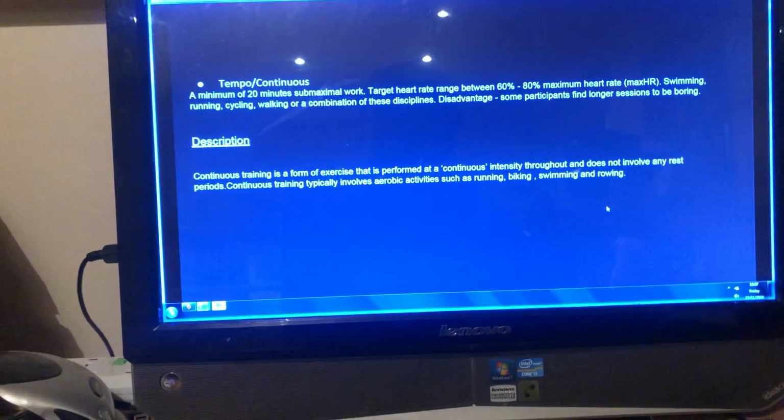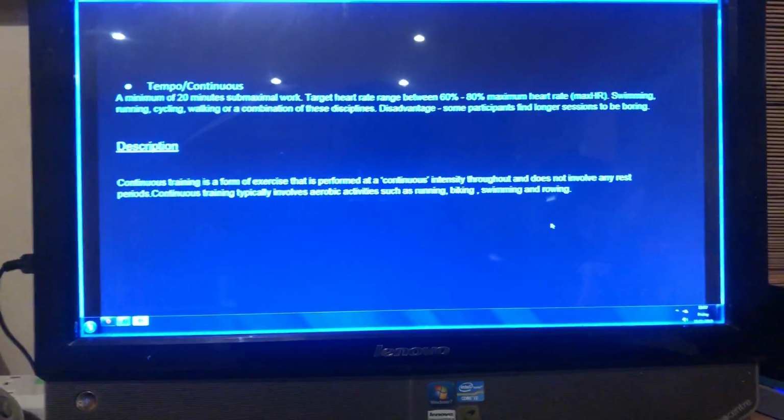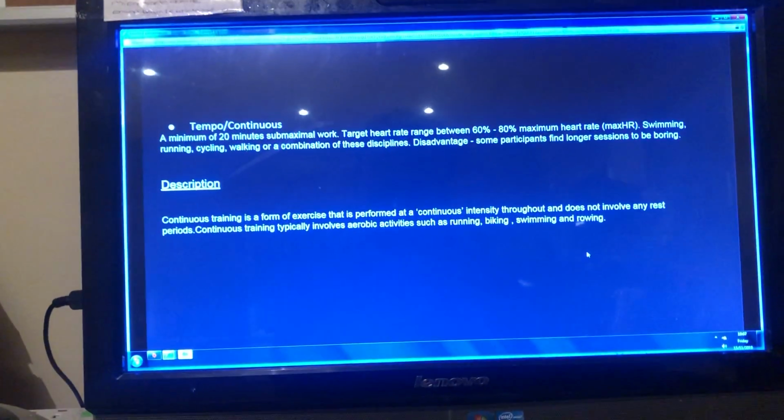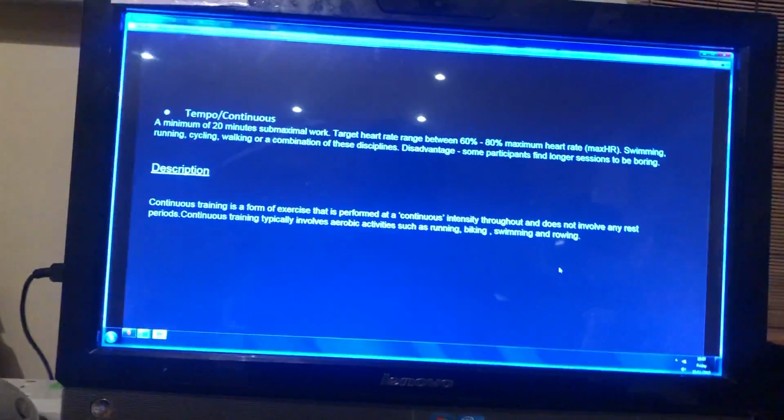Description. Continuous training is a form of exercise that is performed at a continuous intensity throughout and does not involve any rest periods. Continuous training typically involves aerobic activities such as running, biking, swimming, and rowing.